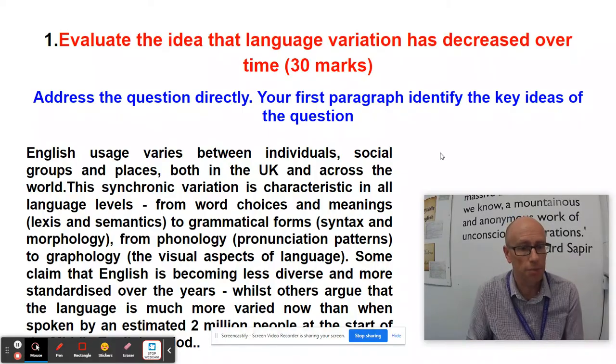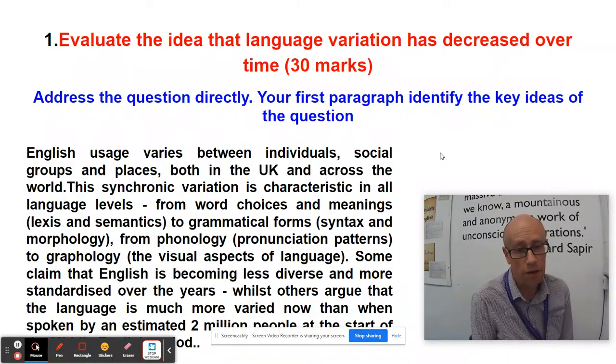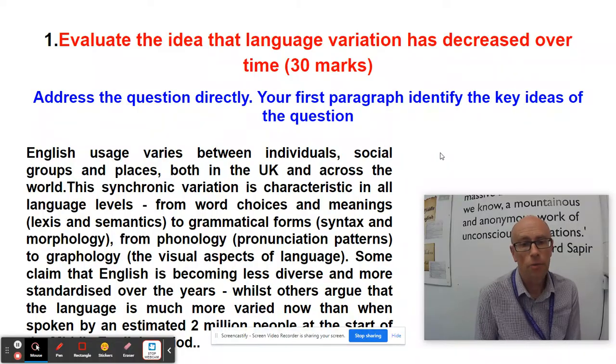Now that's lovely because I'm showing to the examiner that I understand that language isn't just about words, but it's all about these language levels, which are so important, aren't they? Because they are there in the first chapters of all of the textbooks. You've got to know your language levels. Some claim that English is becoming less diverse and more standardized over the years. Okay, whilst others argue that language is much more varied now than when spoken by an estimated 2 million people at the start of the Middle English period.